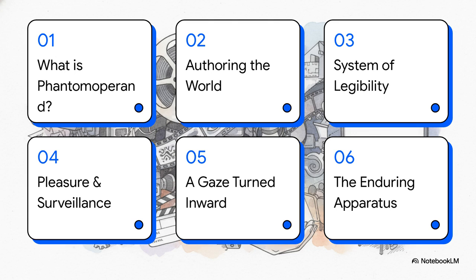So, here's our game plan. First, we're going to define our key terms so we're all on the same page. Then, we'll take a trip through film history, all the way from the 1920s to the post-war era, to see how this system was built, how it was perfected, and eventually, how filmmakers started to question it from the inside. And we'll wrap up by asking what all this means for us right now.